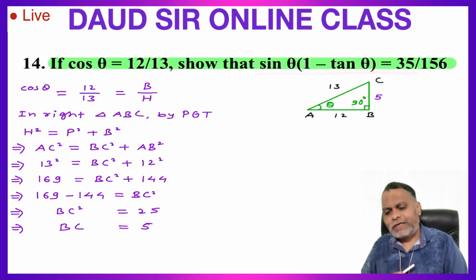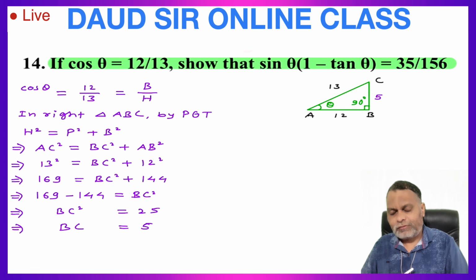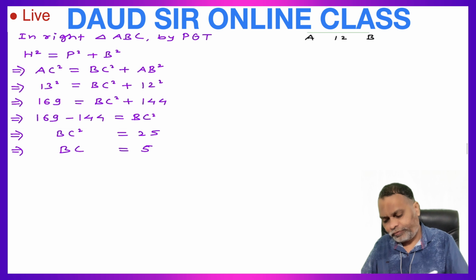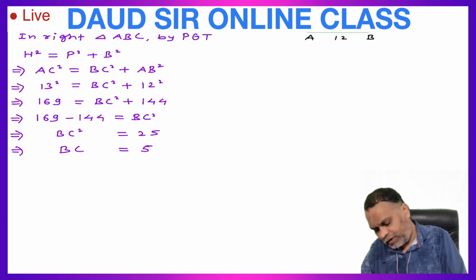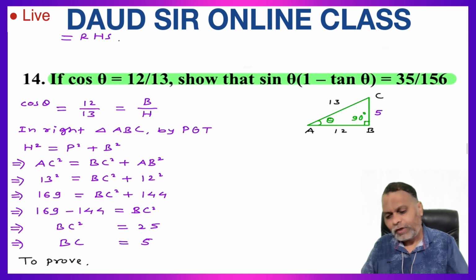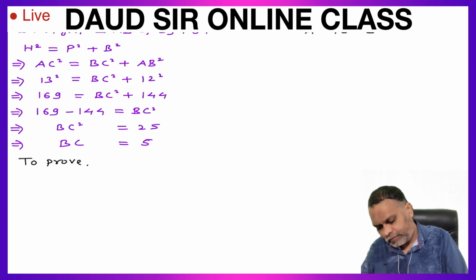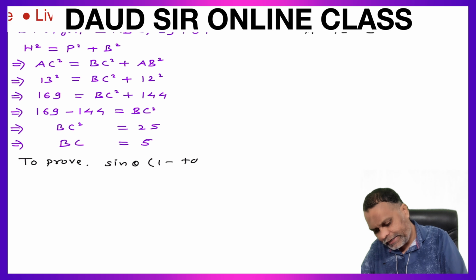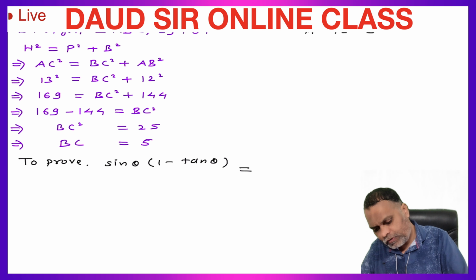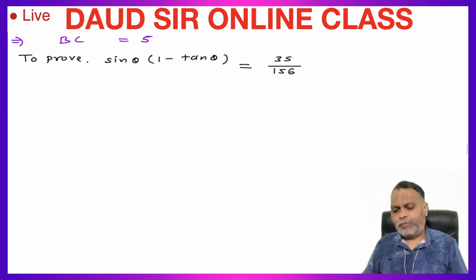Now to prove: sin theta into 1 minus tan theta is equal to 35 upon 156. This we have to prove. Write 'to prove' here. To prove sin theta into 1 minus tan theta is equal to 35 upon 156.